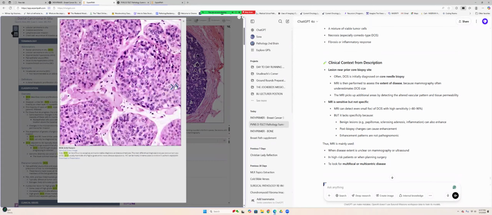This is solid pattern DCIS. It can be difficult to recognize as it lacks helpful diagnostic architectural features. The main differential diagnosis is lobular carcinoma in situ, LCIS. These cells usually have nuclei of higher grade and a more cohesive appearance.